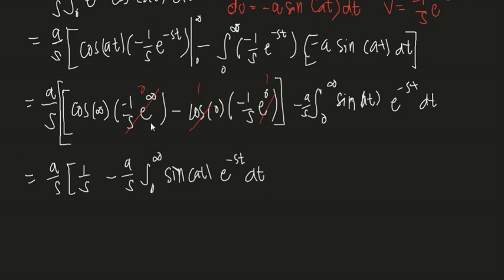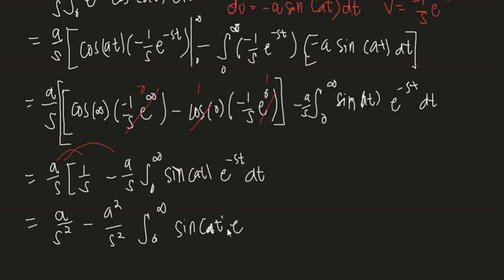Okay, so para masapos sa aton, distribute ko lang ni sa sulod para hindi ta mabudayan. S squared multiplied by the integral from 0 to infinity of sine at e raised to negative st.